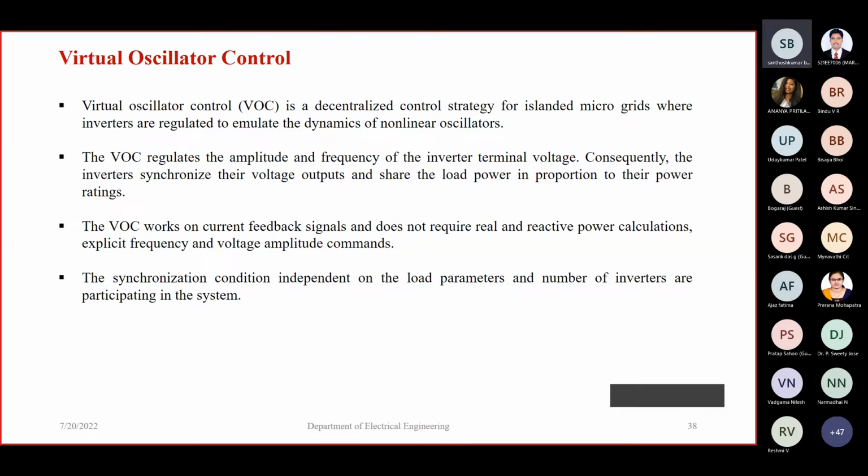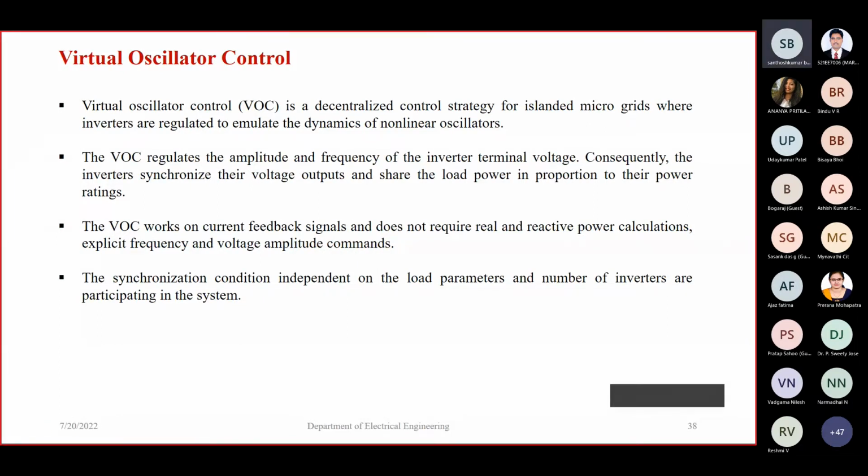So by using the current feedback signal only, we can control the inverter, and the synchronization condition is independent of the load parameters and the number of inverters participating in the system. That is the advantage: no problem, the synchronization condition does not depend upon the load or how many inverters are in the system.